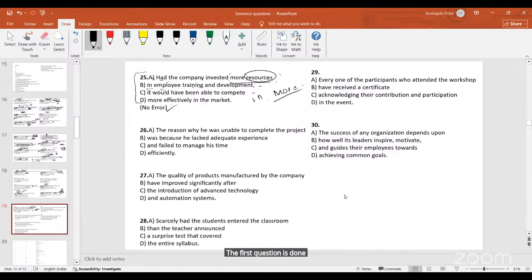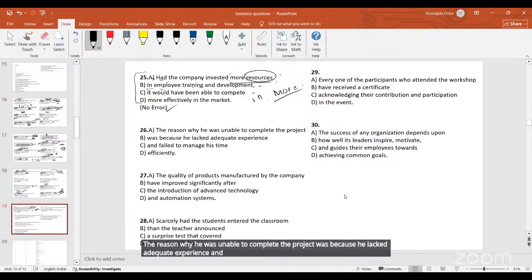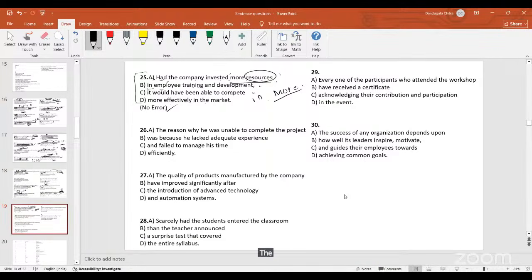Now 26th question. The reason why he was unable to complete the project was because he lacked adequate experience and failed to manage his time efficiently. The error is in option B, sir. Instead of "was because", it is "was that he lacked adequate experience". Okay, so "was that" is right.